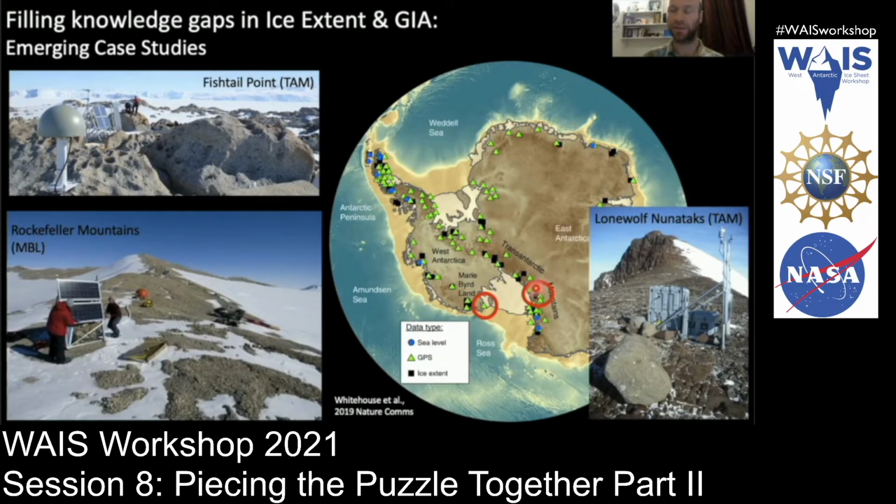This one at the lower Skelton Glacier, Fishdale Point GPS station, as well as another on the upper Bird Glacier at Lone Wolf Nunatak. And we've got future field season planned along the eastern Ross ice shelf at the Rockefeller Mountains. So we'll look forward to progressing with this project in this way.